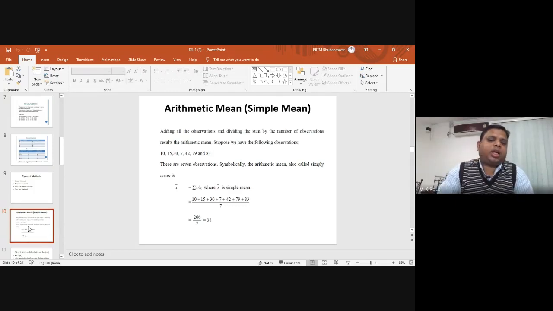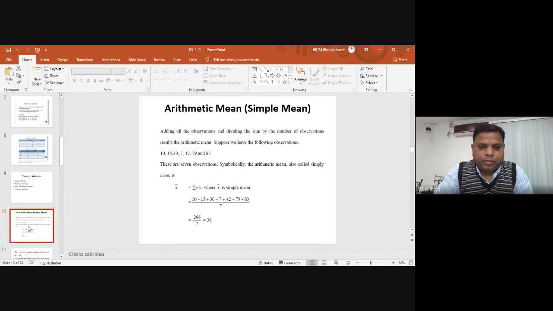If you go to the arithmetic mean, it is adding all observations and dividing the sum by the number of observations, and the result is known as arithmetic mean or simple mean. Suppose we have the following observations, that is 10, 15, 37, 42, 79, and 83. In that case, there are 7 observations, and symbolically the arithmetic mean, that is x bar, or average or simple mean, is mathematically expressed as x bar equals summation of x divided by n. Here n stands for the number of observations and x bar stands for the simple mean.